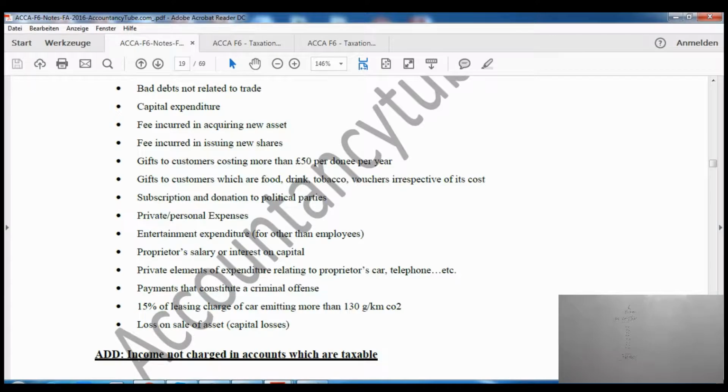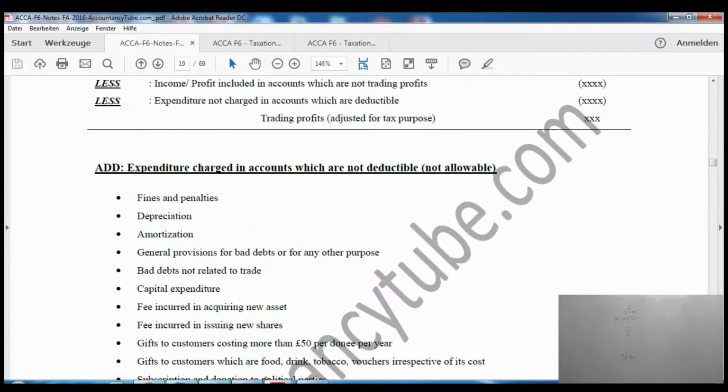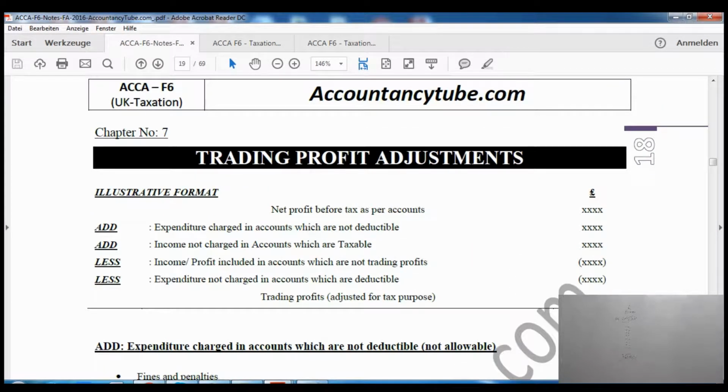I cannot go through all of them. So please make sure you read that list. So all of those expenses will be added back. Now remember that this chapter is very, very important. So you will have to remember this list which is given beneath that. I will include almost everything which is important from an exam point of view.